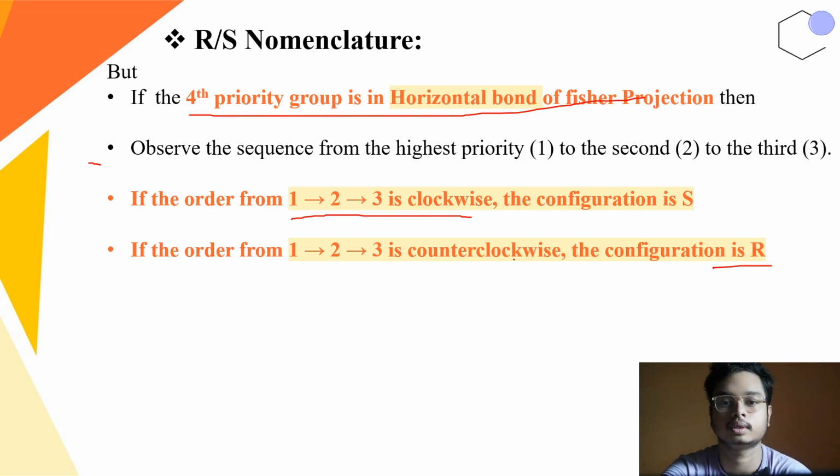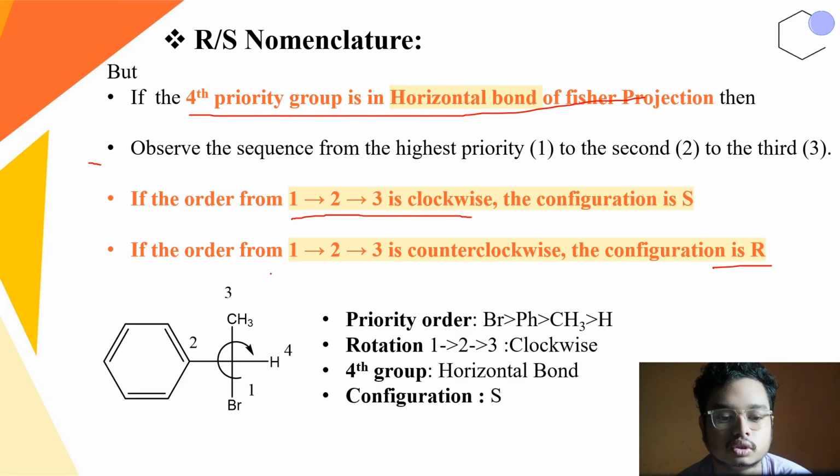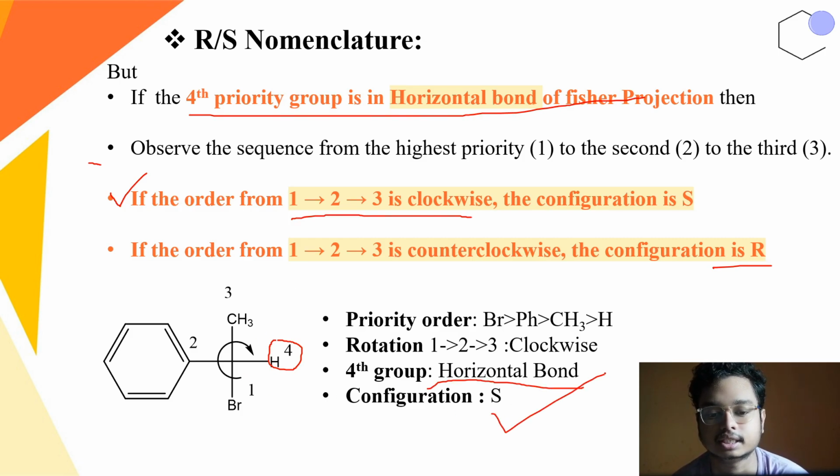So we go through a simple example right away. Here is the same example, but the hydrogen, the fourth priority group, is present in the horizontal bond. Now we have to check the rotation 1, 2, 3. It is also a clockwise rotation. But since the fourth priority group is in the horizontal bond, it is not R here. As per this rule, clockwise but with the fourth priority group in the horizontal bond, the configuration is S. I hope it is clear for you.